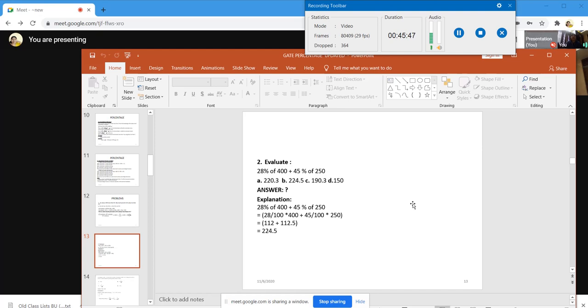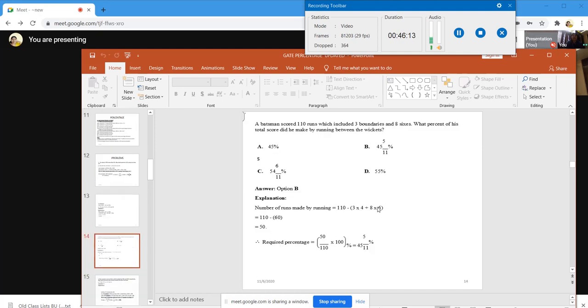Evaluate 28% of 400 plus 45% of 250. Okay. Right. 28% of 400 and 45% of 250. 28% of 400 can be written as 28 by 100 into 400. 28% can be written as 28 by 100. Likewise, 45 by 100 into 250. When you solve, you will get the answer 224.5.